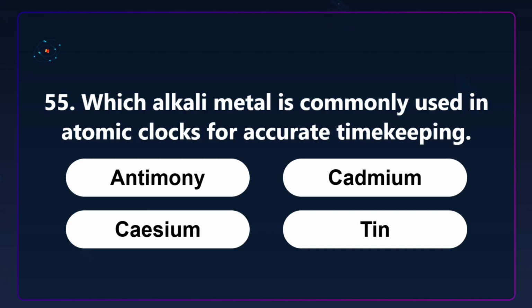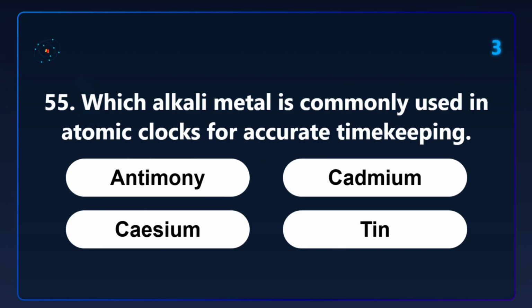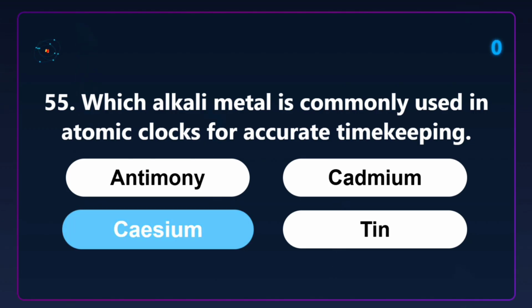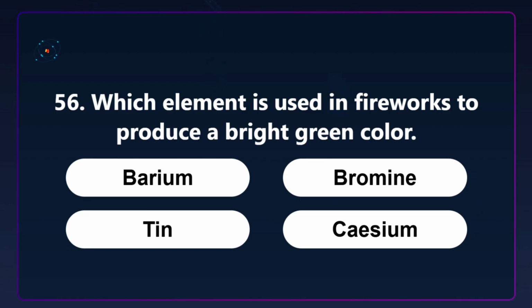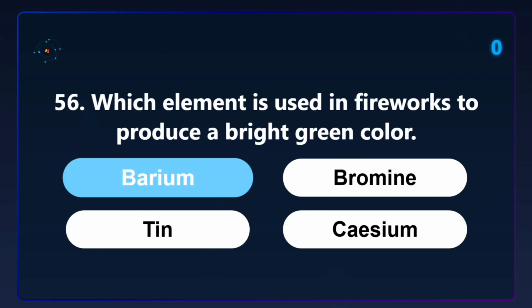Question 55. Which alkali metal is commonly used in atomic clocks for accurate timekeeping? The answer is cesium. Question 56. Which element is used in fireworks to produce a bright green color? The answer is barium.